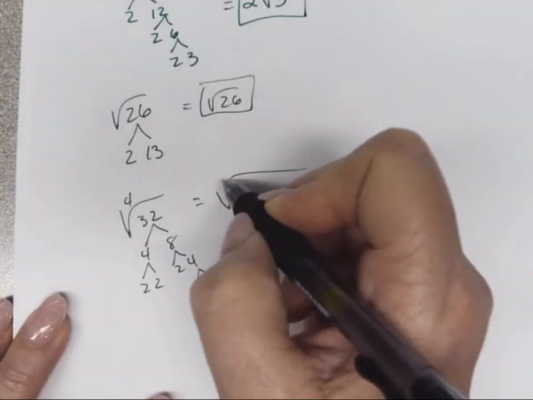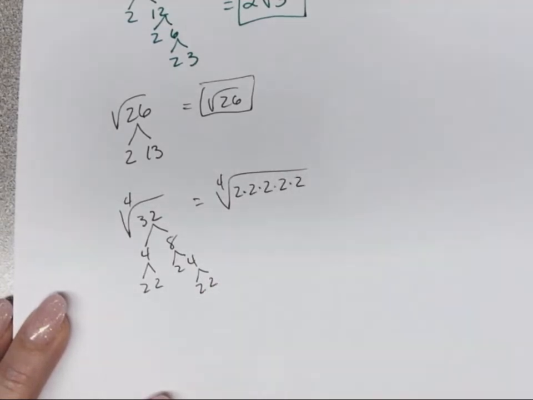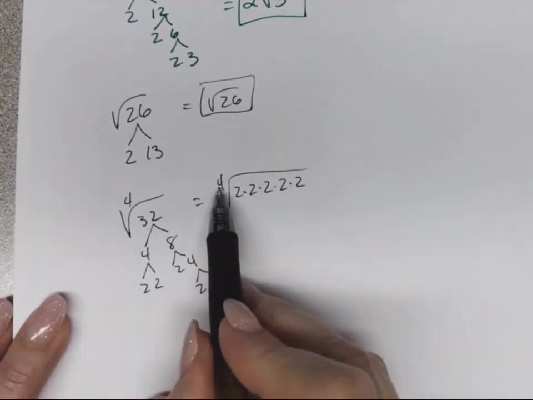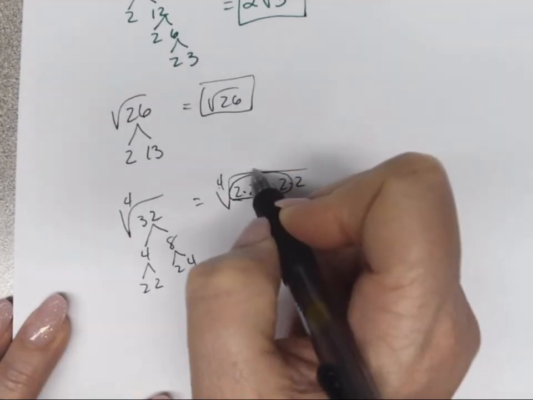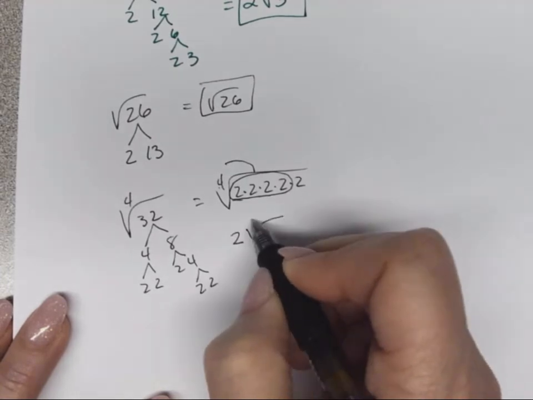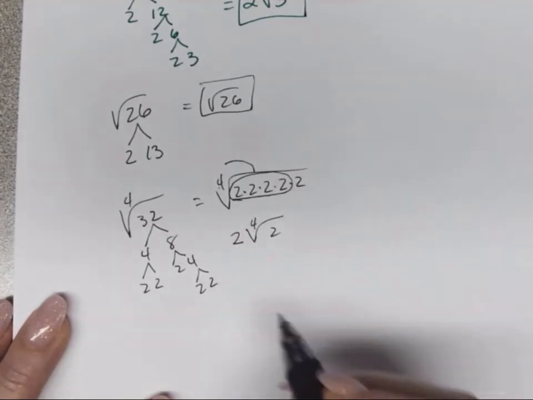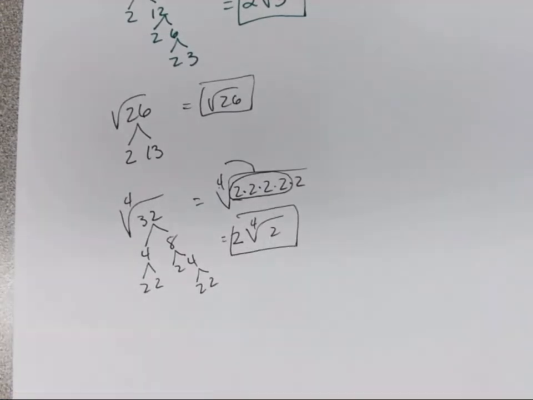So I'm going to have the fourth root of 2 times 2 times 2 times 2 times 2. And I'm looking for a group of 4 of a kind. I've got four 2s. The group of 4 will come out. And that'll give me one 2 on the outside and the fourth root of the 2 that's left over on the inside. And that would be my final answer.